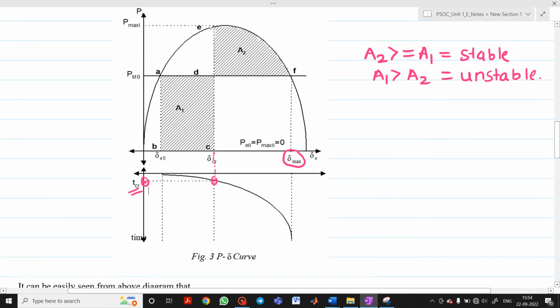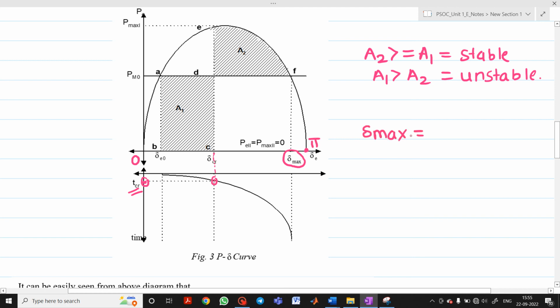Now from the diagram we have drawn here, can I find out the value of delta max? Yes. This is your 0. This maximum point is nothing but pi. Now how to find out the value of delta max?